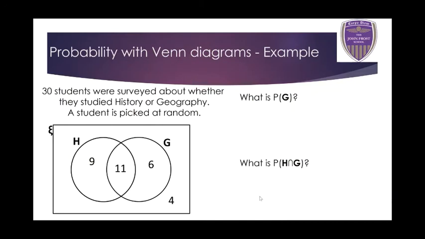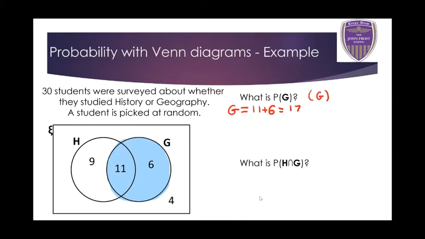So if we have our Venn diagram here, we've got 30 students surveyed about whether they studied history or geography, and a student is picked at random. So what is the probability of G? And G is just a student who studies geography. So how is G represented in the Venn diagram? Well, it's just the circle associated with G. Therefore, we know that 11 plus 6 people do geography.